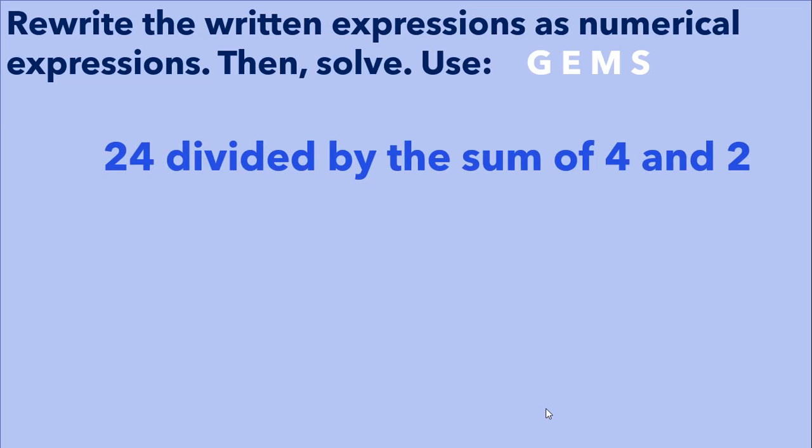So here we have 24 divided by the sum of 4 and 2. So 24 divided by, all right, well, that means we'll be using division in this problem. 24 divided by the sum is the answer to an addition problem. So we know we'll be adding 4 and 2. We need to get the answer to 4 plus 2 first, and then we can divide 24 by that answer. So we need to make sure 4 and 2 are in parentheses. So here we have 24 divided by the sum of 4 and 2.